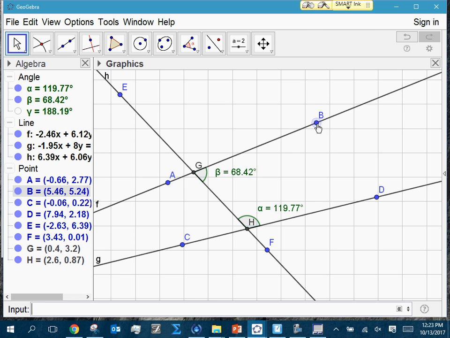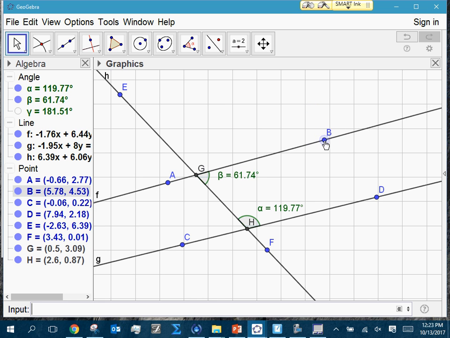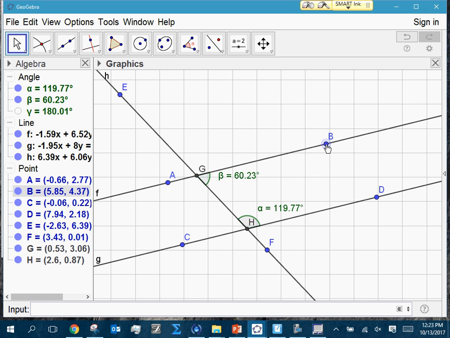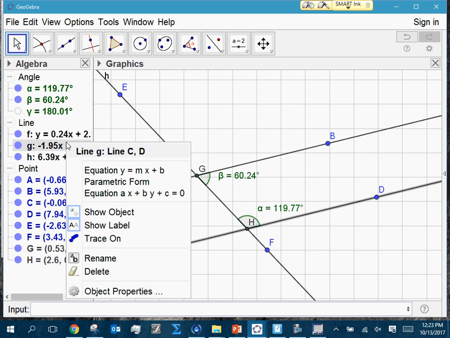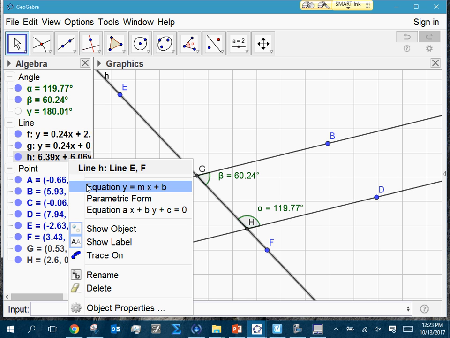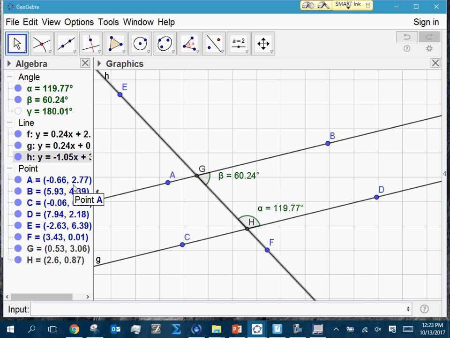Eventually that number is going to get closer and closer to 180, right? So if I can get that, it was pretty close. Okay, 180. Now look at the slopes of these lines. We'll put it in y equals mx plus b form. This is my transversal here that I have highlighted. But look at these two, F and G, those two lines: 0.24, 0.24.